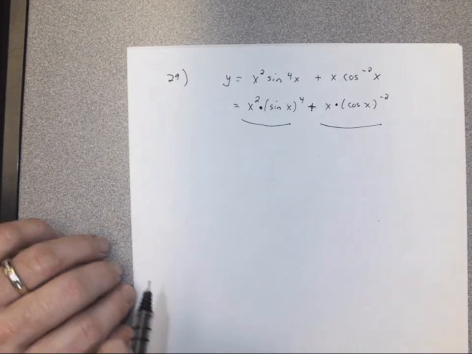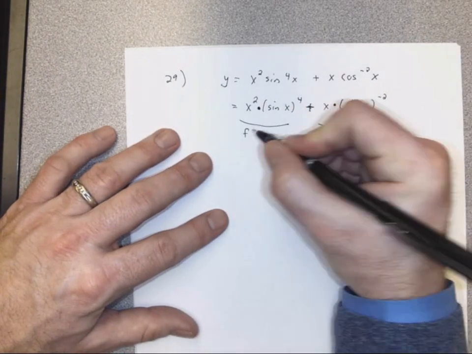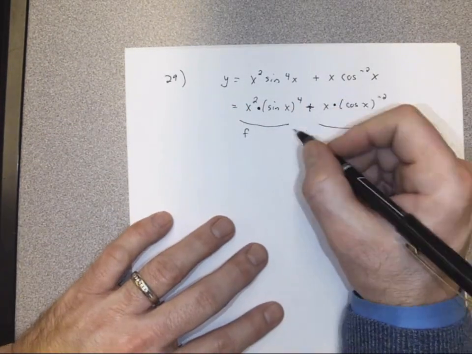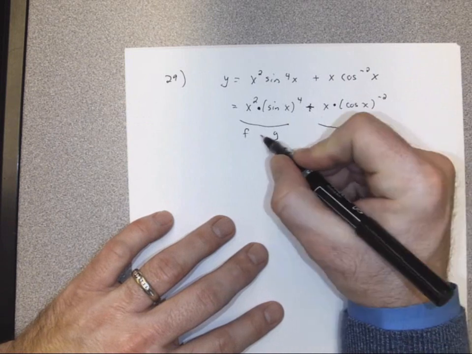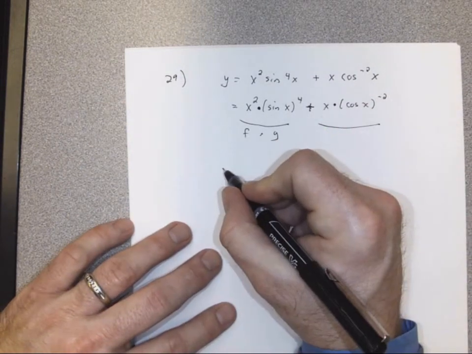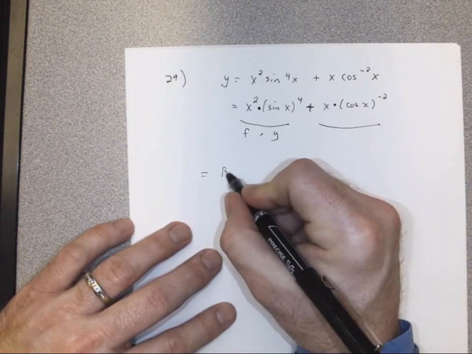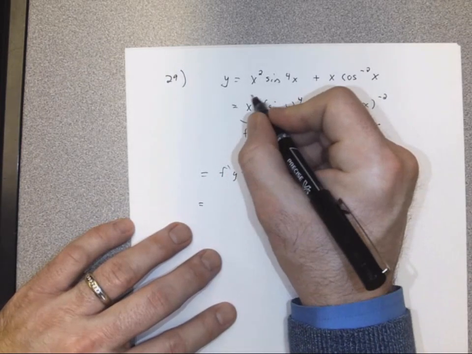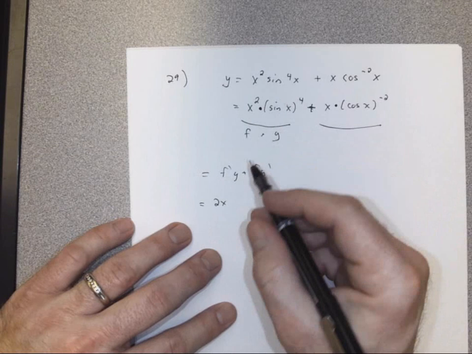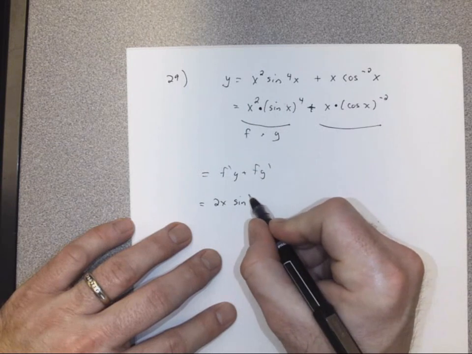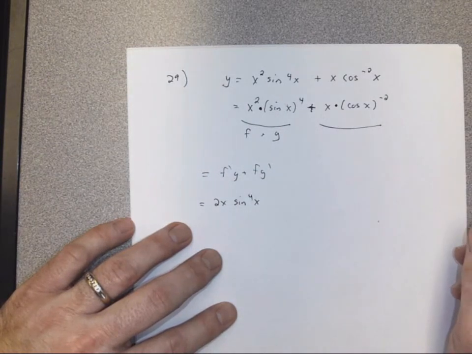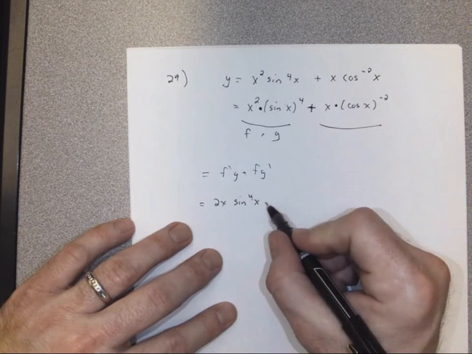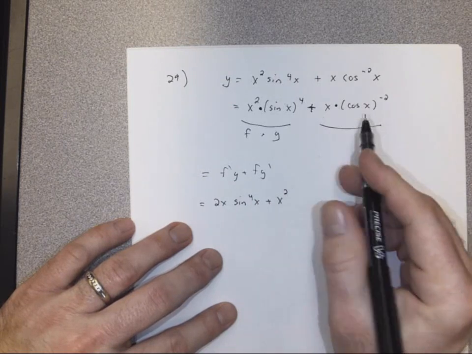All right, so let's get started. So that means this first one, x squared, is going to be f, and this sine fourth of x is going to be g. So that's f times g. So when I take the derivative, f prime g plus f g prime, this is going to be equal to the derivative of x squared, which is 2x, times the second, which is that sine to the fourth of x, right? Derivative of the first times the second, plus the first times the derivative of the second.